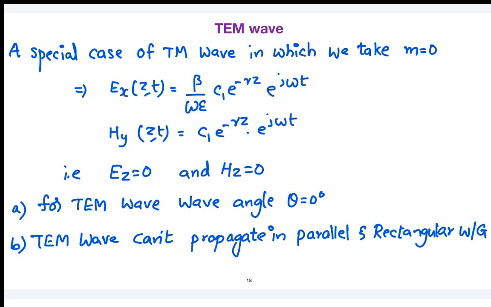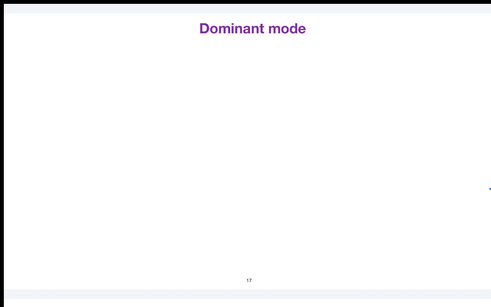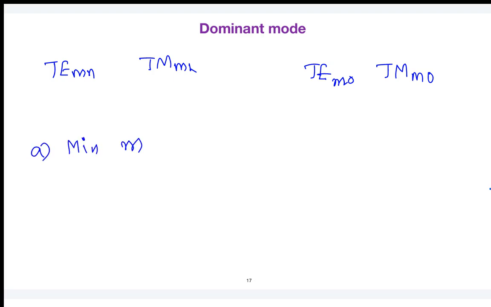And one more thing here, there is a concept called the dominant mode. What does dominant mode mean? As I said, any TE or TM is represented with subscripts. In the parallel plate waveguide, anyhow, N is 0. So what does the dominant mode say? It is the minimum value of M for which at least one electric field component and one magnetic field component should exist. That is basically said to be the dominant mode.